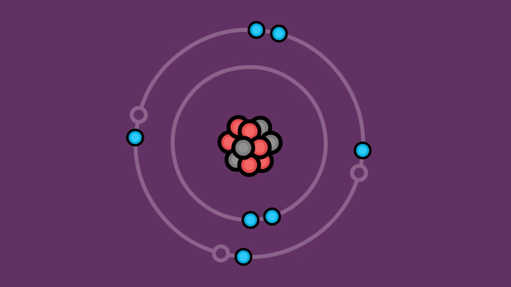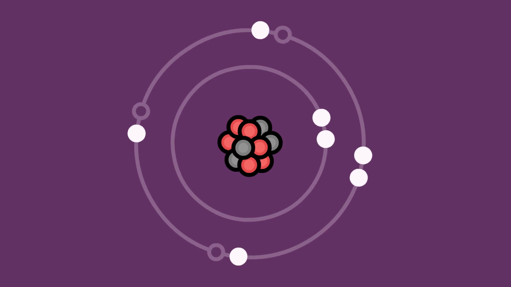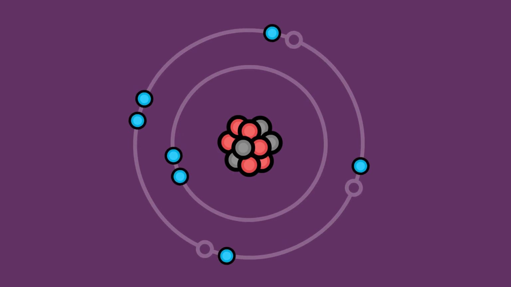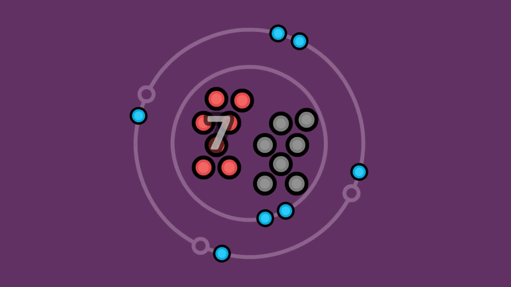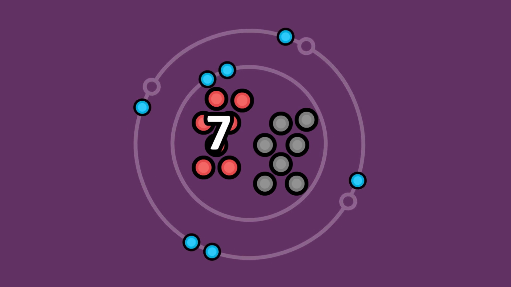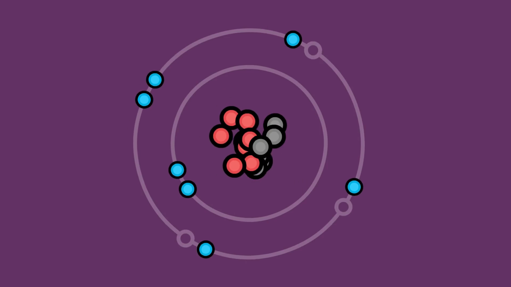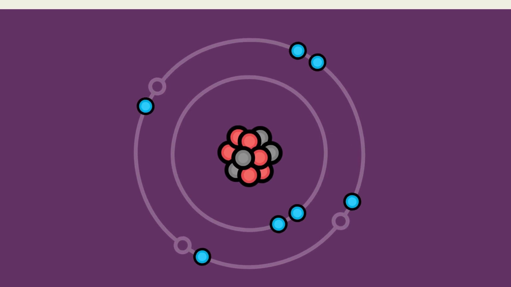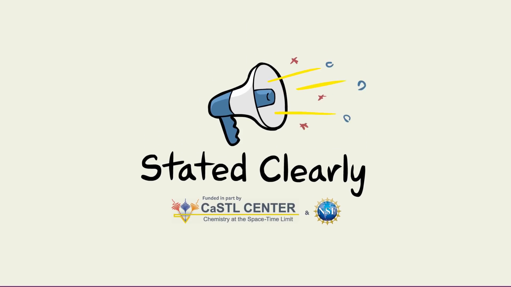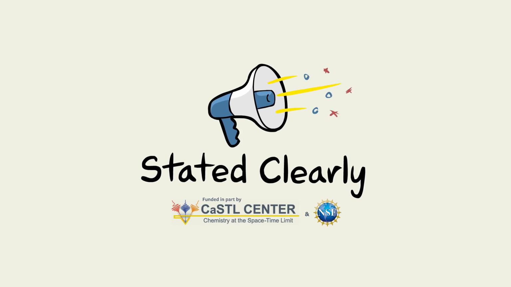Orbiting about the nucleus, we find negatively charged electrons. In general, the number of electrons an atom contains is equal to the number of protons in its nucleus. This is because each positively charged proton attracts 1 negatively charged electron. I am John Perry, and that was a basic overview of the anatomy of an atom stated clearly.